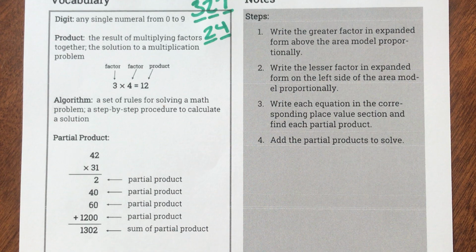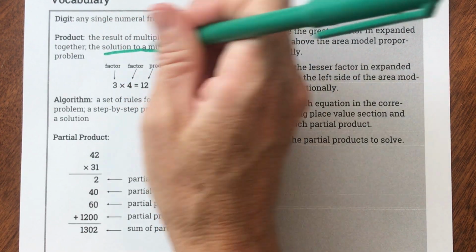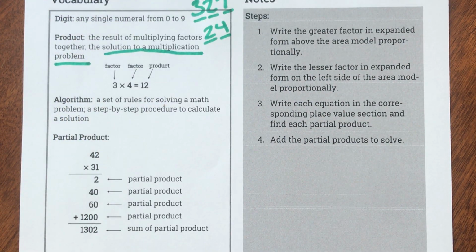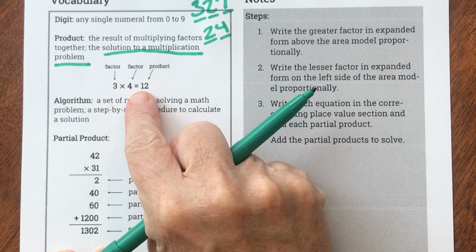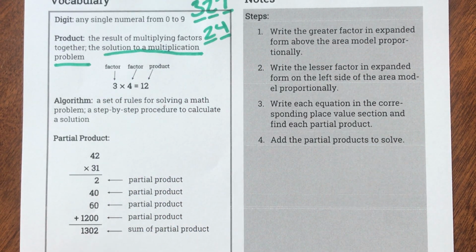Okay, our next vocab word is product. It's the result of multiplying factors together. It's the solution to a multiplication problem. So a product is an answer or solution in a multiplication problem. So for example, I have factor times factor, so that's what's multiplied together, equals a product.